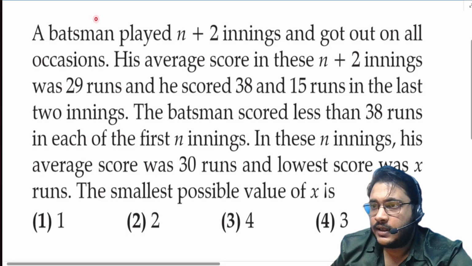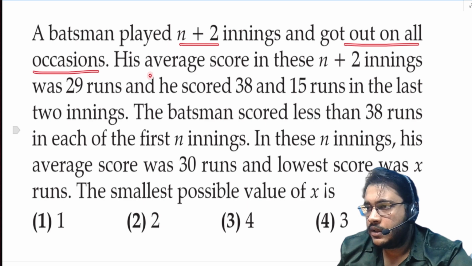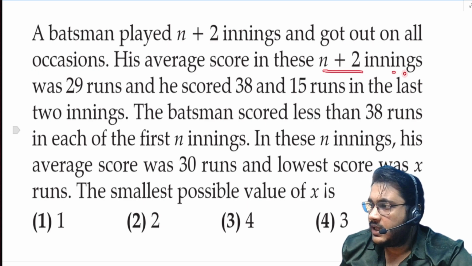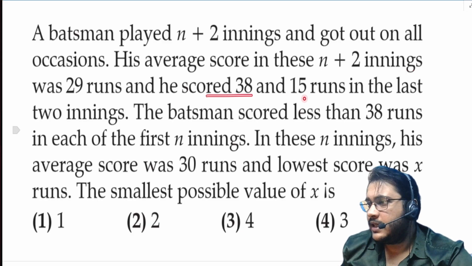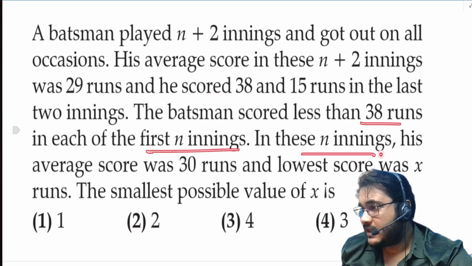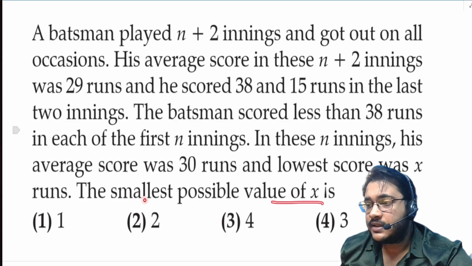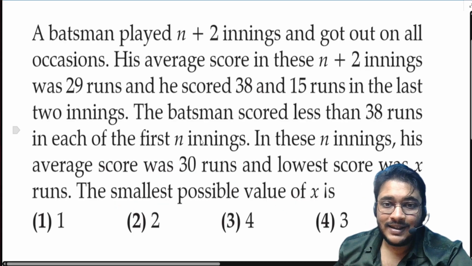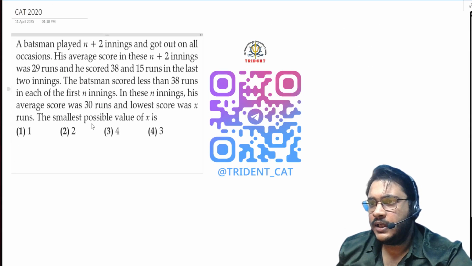So it says that a batsman played n+2 innings and got out on all the occasions. His average score in these n+2 innings was 29 runs, and he scored 38 and 15 in the last two innings. The batsman scored less than 38 runs in each of the first n innings. In these n innings, his average score was 30 and the lowest score was x. We need to find not just the value of x, but the smallest possible value of x. That indeed makes this question a little challenging. So now let's try out this question.